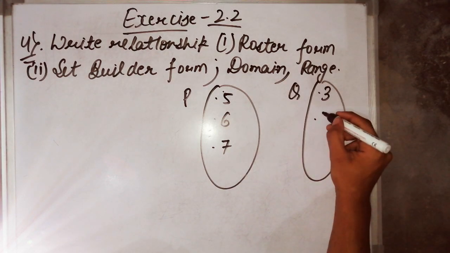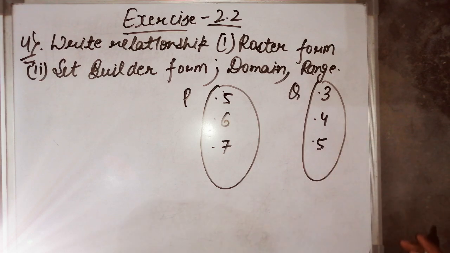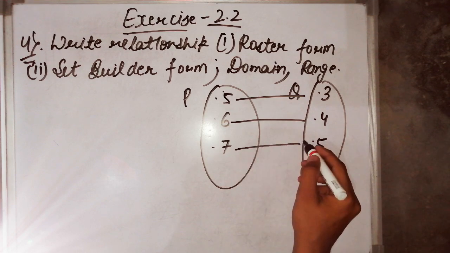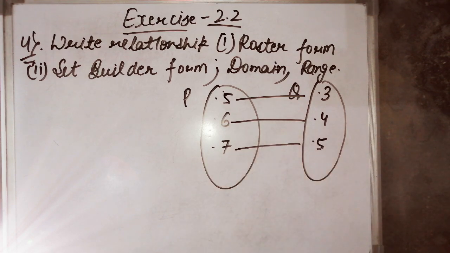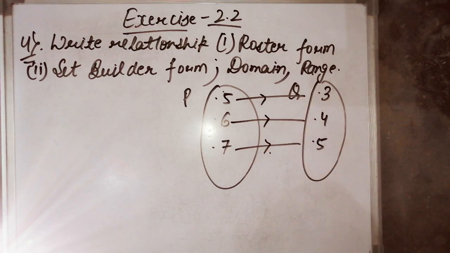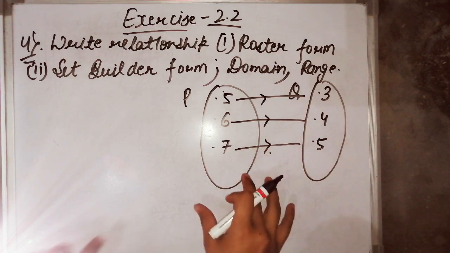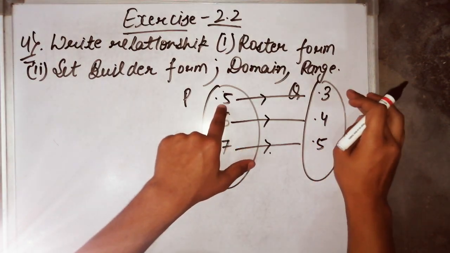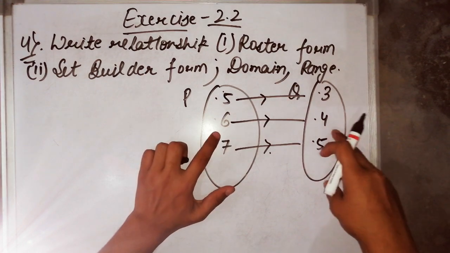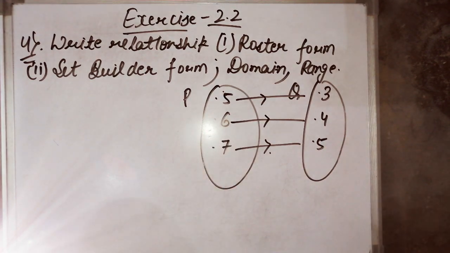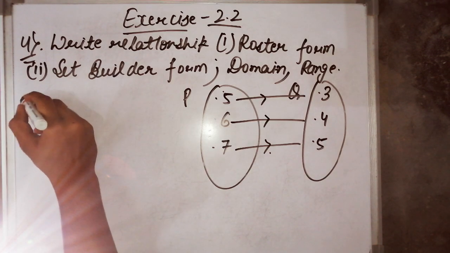3, 4 and 5. 5 is related to 3, 6 related to 4 and 7 related to 5. Sorry. Students, if you see this arrow diagram properly, you will come to know that 5 is greater than 3 by the number 2 and 6 is greater than 4 by the number 2 and 7 is also greater than 5 by the number 2. So in set builder form we will write it as, let's have a look at the solution.